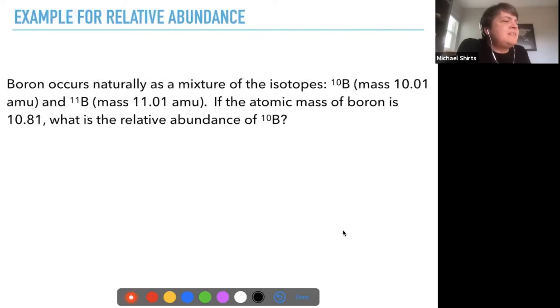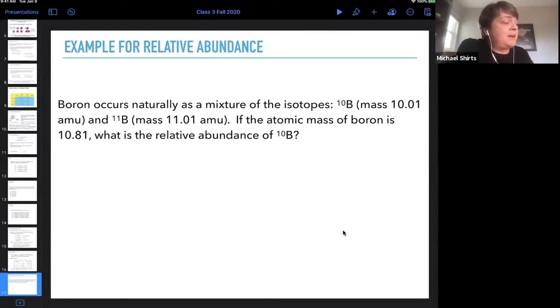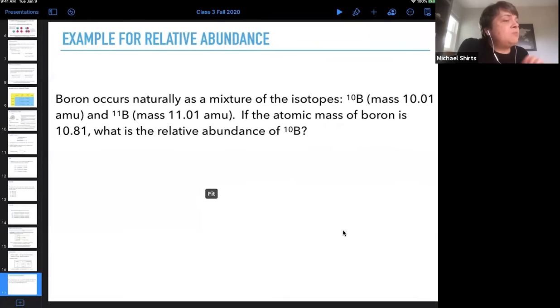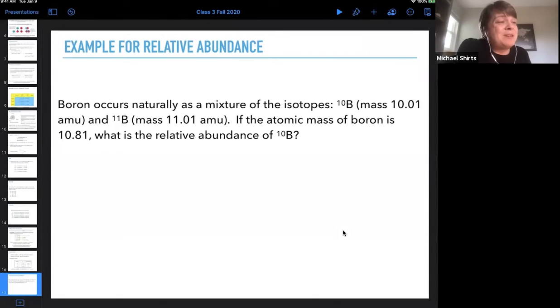Okay, so let's look at an example for this. So let's do an example for relative abundance. Boron occurs naturally as a mixture of 2 isotopes, boron 10, which has a mass of 10.01 AMU, and boron 11, which has a mass of 11.0 AMU. If the atomic mass of boron, as you can see on a periodic table, is 10.81, what's the relative abundance of boron 10? How much boron 10 is there versus boron 11?